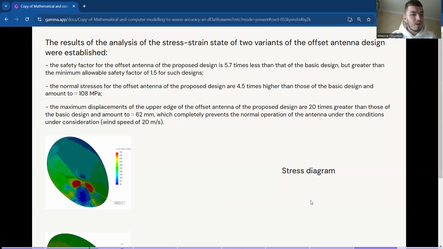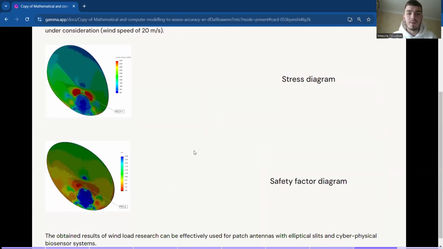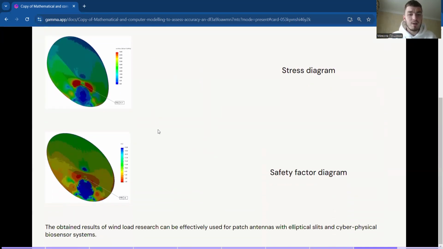MPa. The maximum displacement of the upper edge of the offset antenna of the proposed design is 20 times greater than that of the basic design and amounts to 62 millimeters, which completely prevents the normal operation of the antenna under the considered wind speed of 20 meters per second. And we can see a stress diagram, and we can see the safety factor diagram.